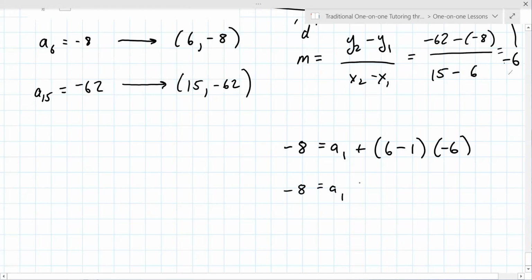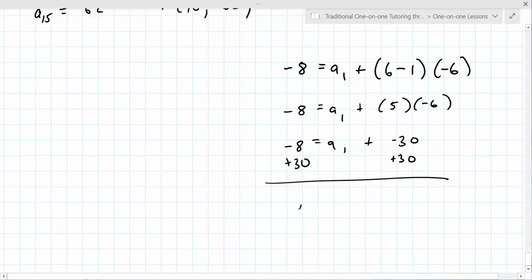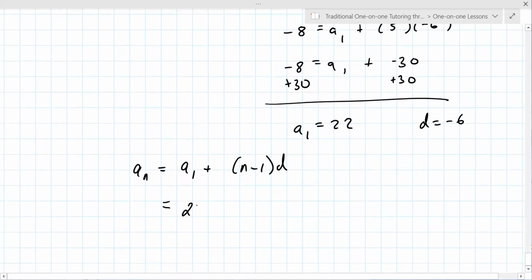-8 equals a1 plus 5 times -6. That's -30, and add 30 to both sides. So a1 equals 22. So you needed two things. You needed your d value, which is -6, and your a1 value, which is 22. Your an is a1 plus n minus 1 times d. So that's 22 plus n minus 1 times -6.